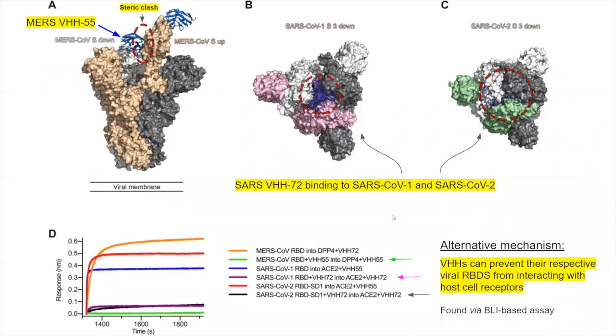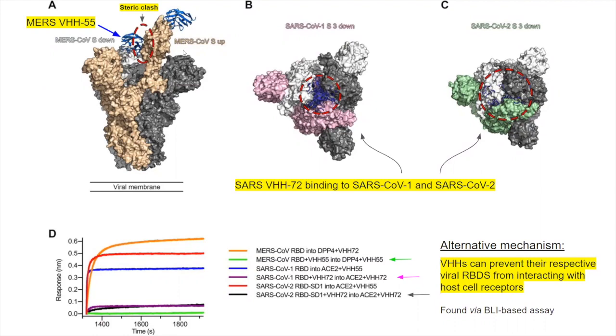So after the researchers figured, okay, well, VHH72 can in fact bind to CoV-2, what's going on? What is happening in these coronaviruses when it does bind? So if you take figure A as an example, in MERS, VHH55 can bind to the down conformation of a spike monomer out of 3 different monomers. And so when it binds to this down conformation monomer, if any of the 2 neighboring monomers are positioned in the up conformation, then they will have this steric clash with this VHH55 shown in this red circle. This steric clash prevents the up conformation monomer from transitioning into a down state.